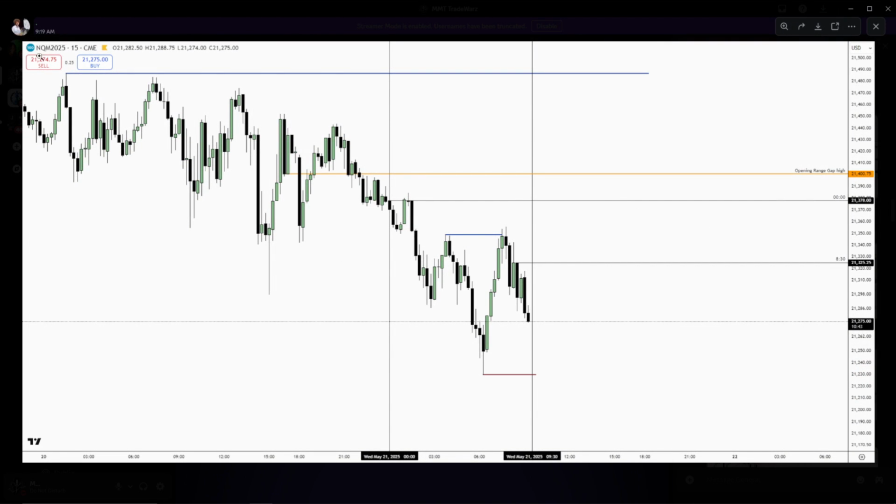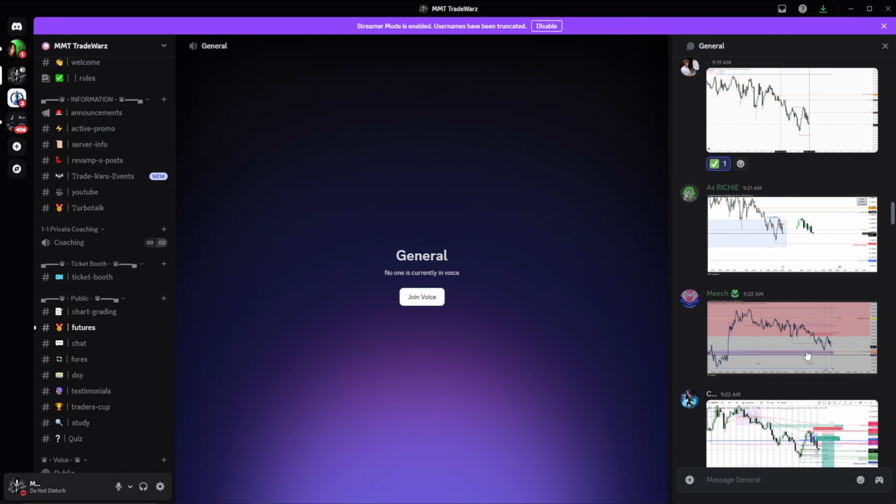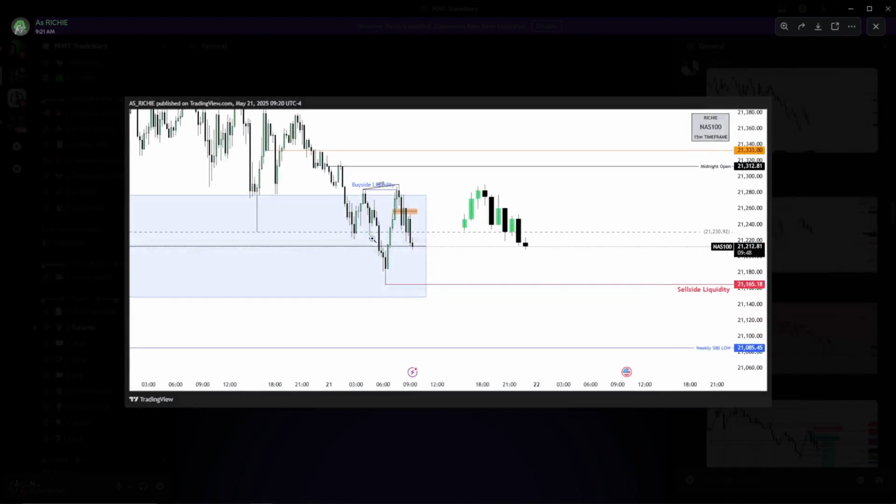So like this guy, for instance, he had the liquidity pool here, which is good. He had the opening range gap high before 9:30 came, which is really good. Yeah, I like these levels you had. These are all good. Richie, whatever this fair value gap is or whatever this box is, this is more of a distraction than anything. But yeah, I would move that out of there. But your levels are good. I like your levels.